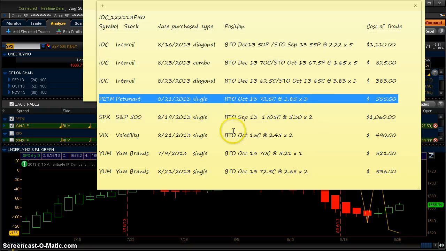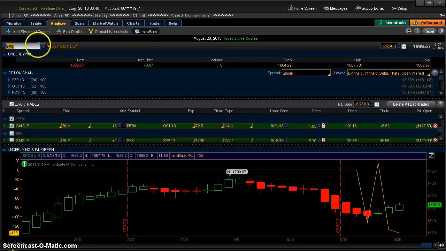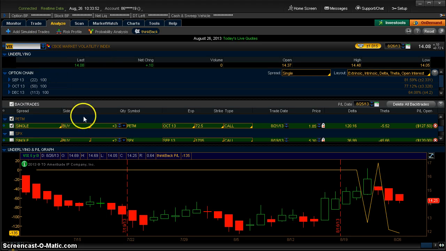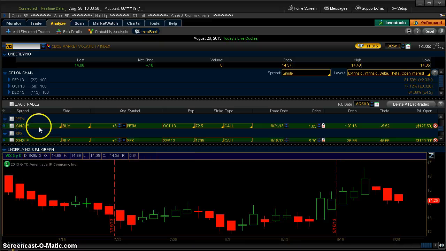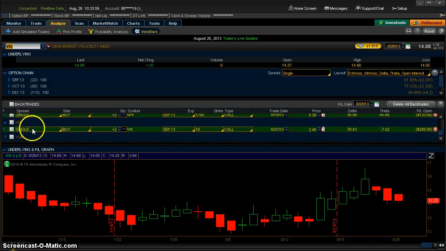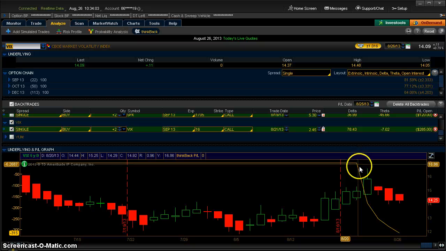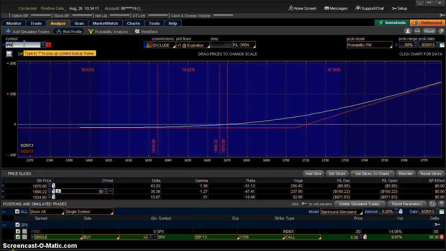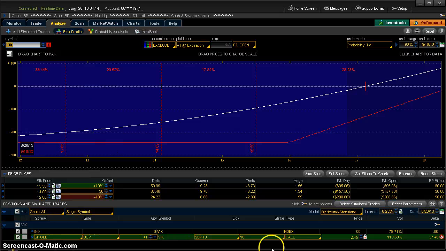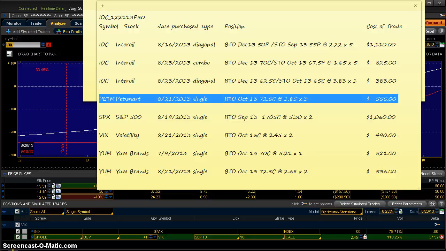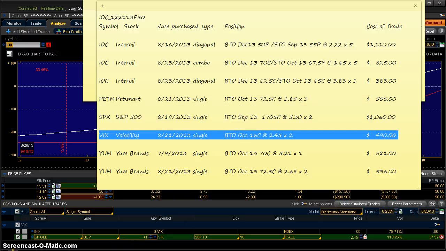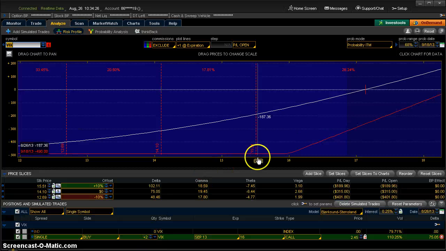Next trade was VIX. Again, not much different. Let's take out that one. Make sure that's the one we're showing. And VIX. Okay, VIX has been going downhill a little bit, and here's the risk profile for VIX. 245, there you go. I think VIX was 2 trades, 2 contracts. Right. So here's your 0 line here. So it is down.